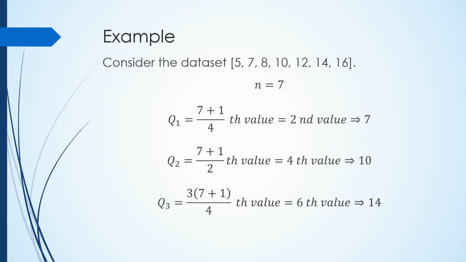Therefore, that's our Q3. If we use the formulas, we can see that we got second value position, fourth value position, and sixth value position. If we look at the dataset, the second value corresponds to 7, the fourth value corresponds to 10, and the sixth value corresponds to 14, which we already found.